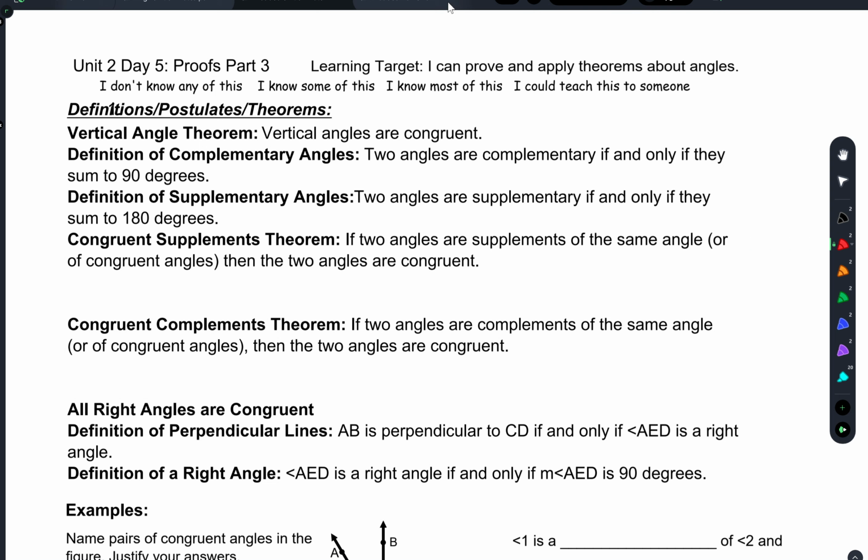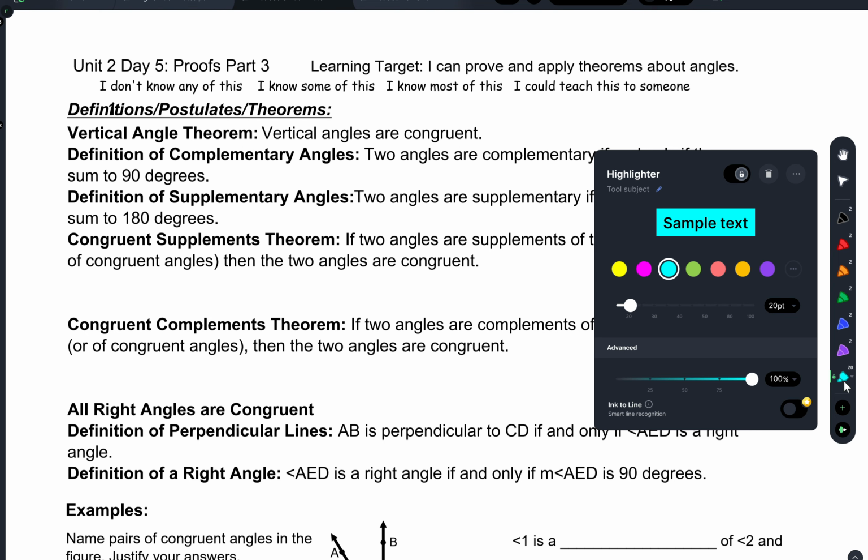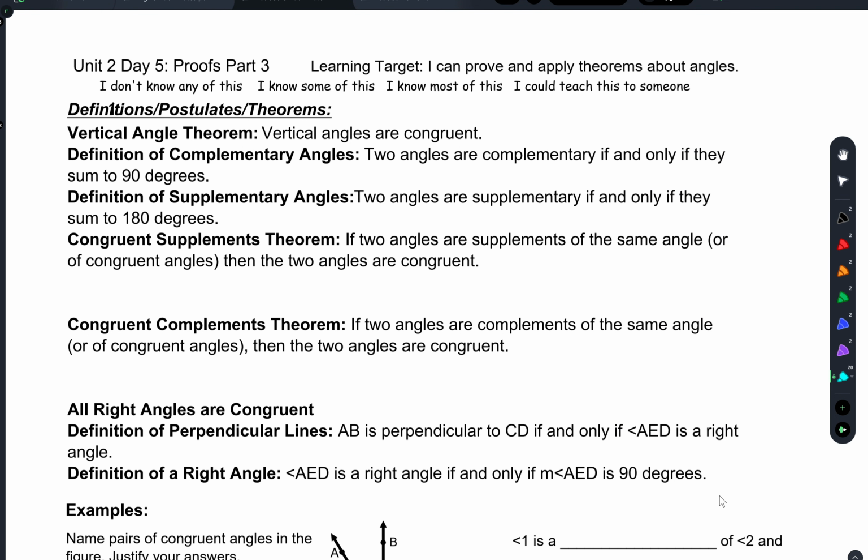In section 5, we're adding on a bunch more definitions, postulates, and theorems to our existing word bank of what we should have in our brains. A lot of these are more common sense things that we already probably know based on what we've learned so far, but we're giving them proper definition, postulate, and theorem names.